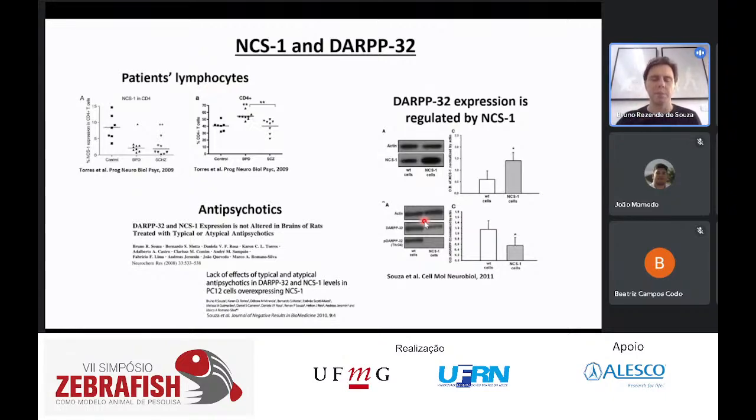Let's now treat it with antipsychotics and see what happens. But then when we treated with antipsychotics, we saw there was no alteration, not in vivo, not in vitro using these cells. So at that time, I thought, okay, something's happening. I can see that when I increased NCS1, it increased the levels of activation of the D2 receptor, for example. We see a decrease of DARP32, but it's not rescued with antipsychotic treatments.